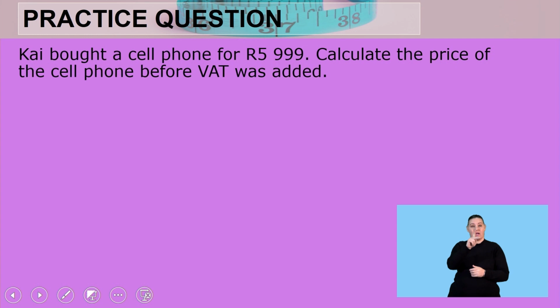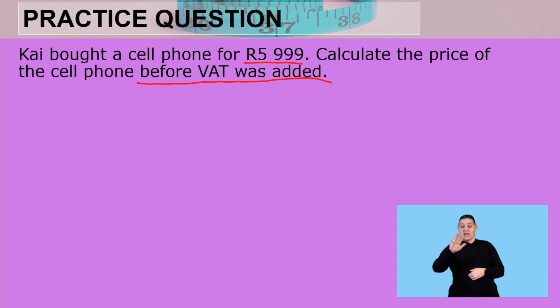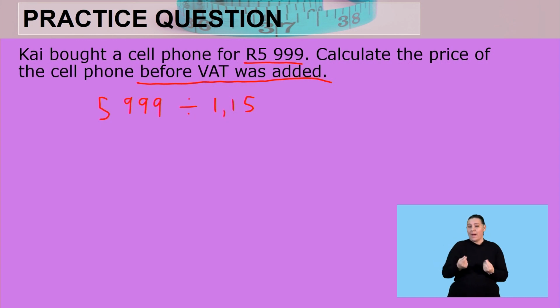All right, Kai bought a cell phone for 5,999 Rand. Calculate the price of the cell phone before VAT was added. So remember, this 5,999 Rand, that price already has VAT inside of it. It includes VAT. So we take the price including VAT, 5,999, and we've got to divide by 1,15. That's what we need to remember. The price includes VAT. We divide by 1,15 to get the price excluding VAT, and vice versa.